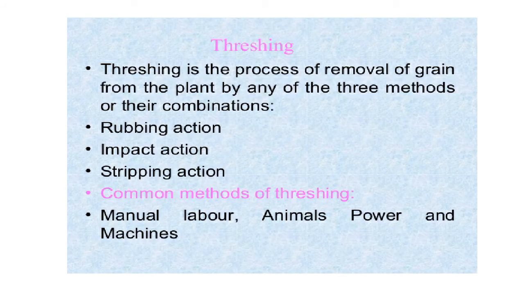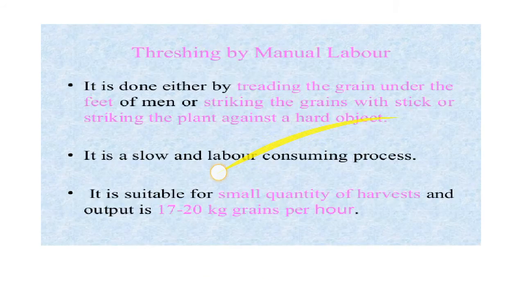Threshing is the process of removal of the grain from the plant by any of three methods or their combination: the rubbing action, impact action, and stripping action. And common methods of threshing are manual labor, animal power, and machines.